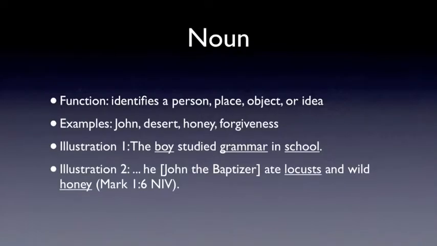A noun identifies a person, place, object, or idea. Here are some examples: John, desert, honey, and forgiveness. And here's an illustration from English. The boy studied grammar in school. In this sentence, boy and grammar and school are the nouns.